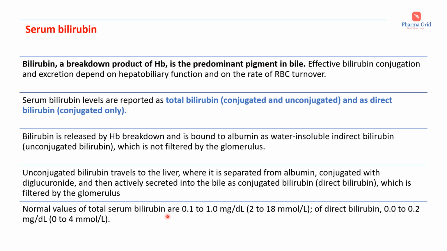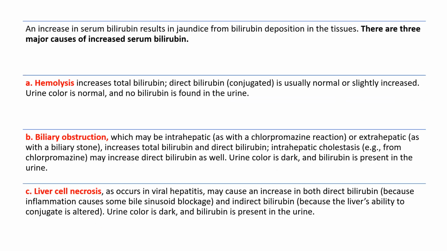Normal values of total serum bilirubin are 0.1 to 1.2 milligram per deciliter, and of direct bilirubin 0.0 to 0.2 milligram per deciliter, which is equivalent to 0 to 4 micromole per liter. An increase in serum bilirubin results in jaundice from bilirubin deposition in the tissues. There are three major causes of increased serum bilirubin. The first one is hemolysis, the second is biliary obstruction, and the third is liver cell necrosis.